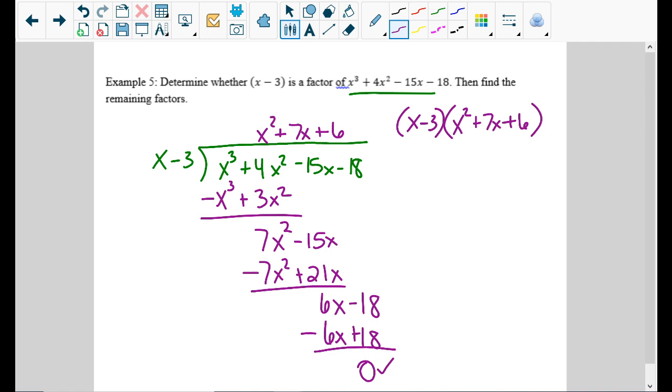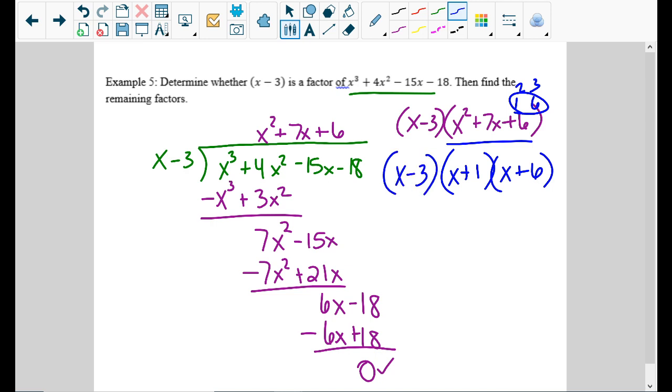So again, what can this second parenthesis break down? It can. Again, you do your x puzzle. Well, my factors of 6 are 1 and 6 and 2 and 3. Well, there's only one option to give me 7, 1 and 6. So x plus 1 and x plus 6, and then bring down my original x minus 3 factor. And there's my 3 factors for x to the third. Alright, so those are your notes for 5, 6.